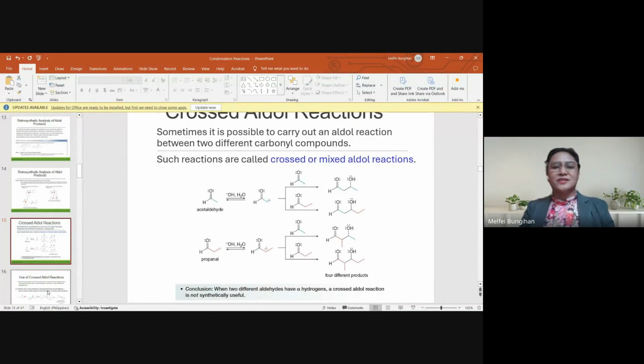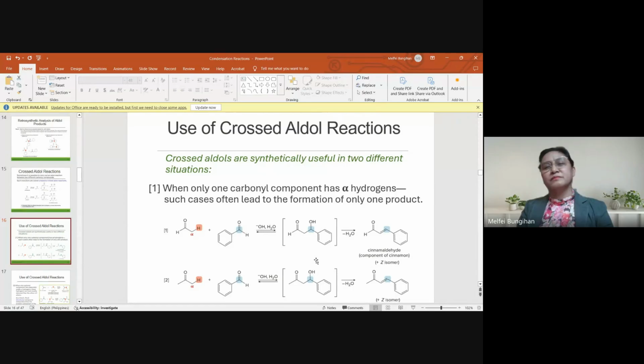So that's why they say cross aldol or mixed aldol reactions are not very synthetically useful. But there are some very good uses of these cross aldol reactions. So these are the two situations wherein cross aldol reactions are very good. When only one carbonyl component has alpha hydrogens, such cases often lead to the formation of only one product. So it's very specific.